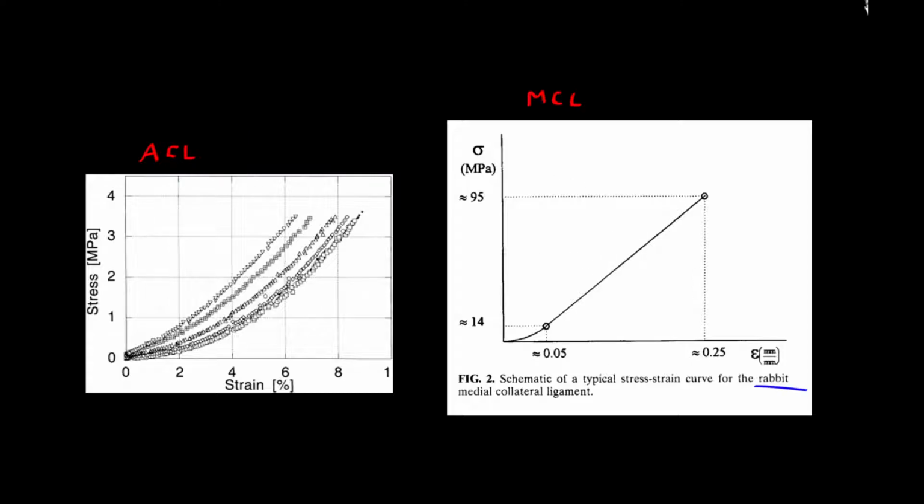I think this is from a rat, and this is maybe from cadavers, this is from rabbits, obviously. I can't remember if this is from rats or from cadavers, but in any case, it does not really matter because across different animals, they behave quite the same. Ligaments have a toe region as well, which you might expect given that they're made of collagen. Then they have this nice linear region.